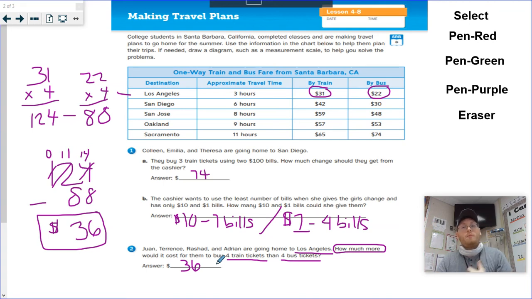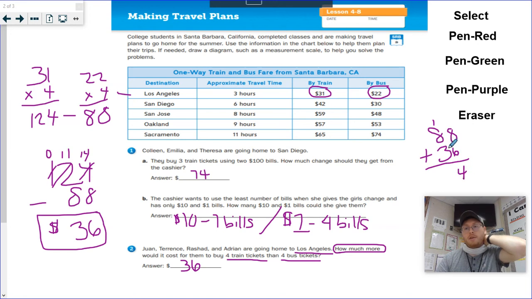Mr. Collins, we got to go back and we got to double check those. Okay, we're going to double check them right now. So over here, what I'm going to do is I'm going to double check. So what could I do? I could do 88 plus 36. 8 plus 6 is 14. 8, 9, 10, 11, 12. I get 124. Is that 124 over here? Yes.